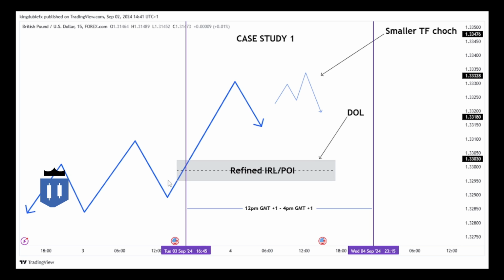Now in a case where price just broke structure and price is trying to retrace, this is the draw on liquidity for that day. And what does this mean? This is what should be showing around this part on the 15 minutes time frame.